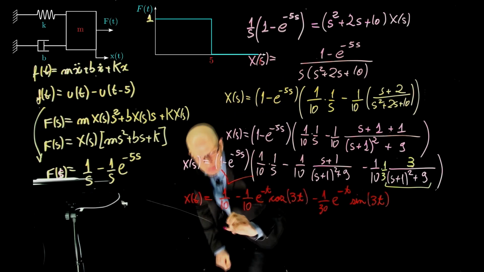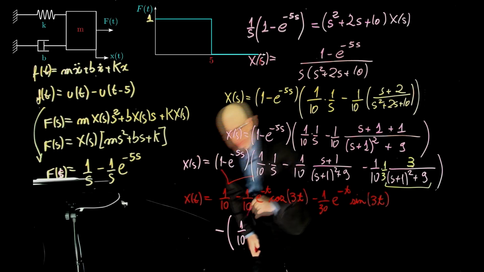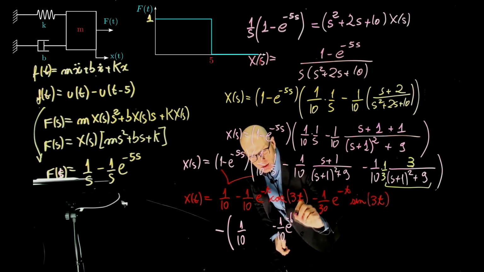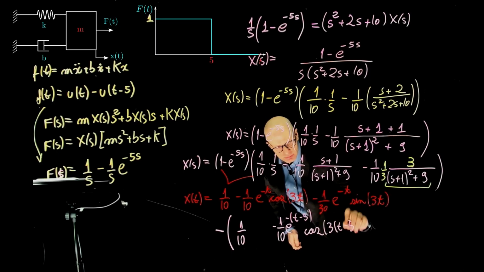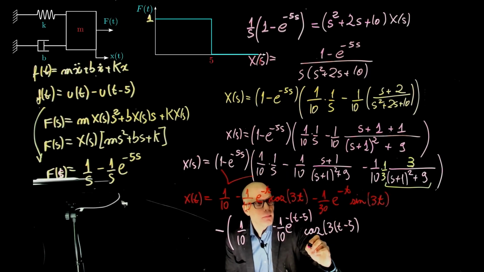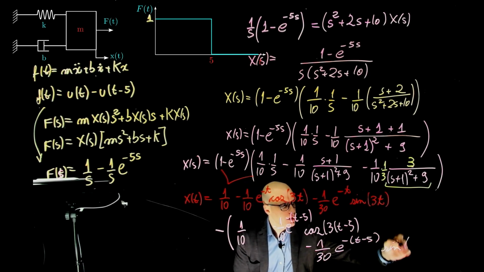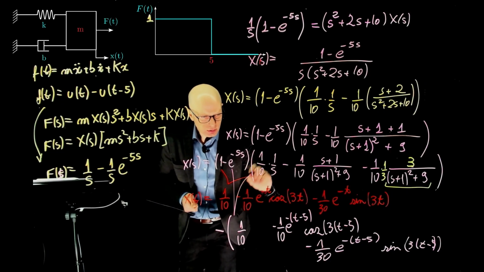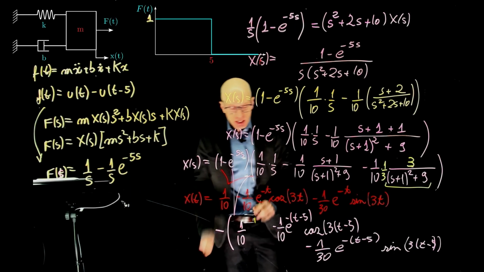So we can write this as minus the same thing, but now time is delayed by 5 seconds. So time becomes time minus 5: cosine of 3t minus 5, and minus 1 over 30 exponential of minus t minus 5 sine of 3t minus 5. And this comes from that multiplication.